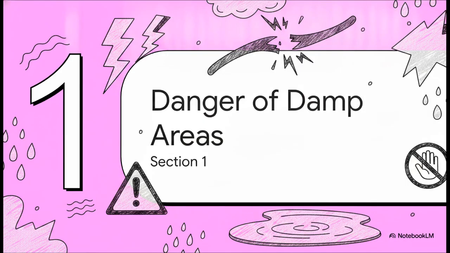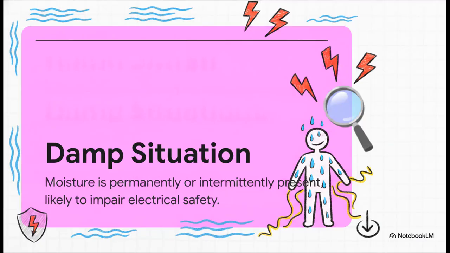All right, Section 1. The danger of damp situations. Before we even touch safety zones, we need to nail down exactly what constitutes a hazard according to the standard. So, the wiring rules officially define a damp situation as one where moisture is permanently or even intermittently present, to an extent that it impairs electrical safety.